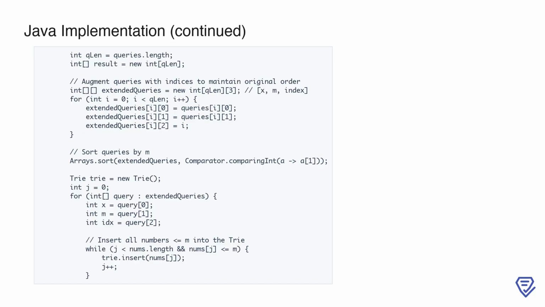For each query, we insert all numbers from the input array that are less than or equal to the current m into the tree. This step ensures that the tree is always populated with only the relevant numbers for the current query. As we insert numbers, we maintain a pointer, j, to avoid reprocessing the same numbers. This incremental approach significantly improves efficiency since we don't need to rebuild the tree for every query.